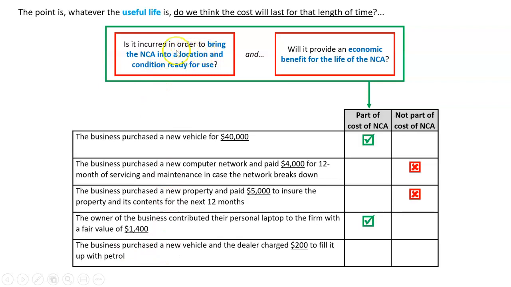Is that required to get the non-current asset in a location and condition ready for use? I'd say yes. You can't drive a car unless it's got petrol. The problem here is it's only $200 worth. Like that petrol's going to run out. That's not going to last for the life of the non-current asset. So I'm going to say that petrol is not part of the cost.